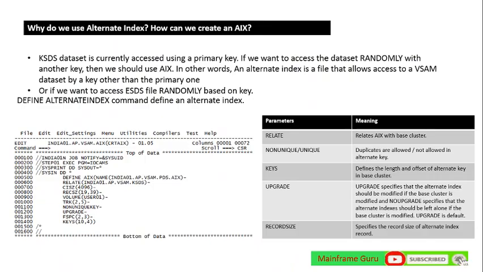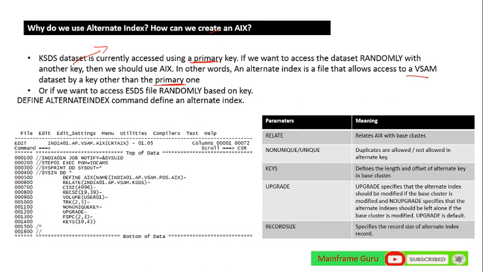And why do we use an alternate index? How can we create an AIX? A KSDS dataset is normally accessed using a primary key. If we want to access the dataset randomly with another key, which we call the alternate key, then we should use AIX. In other words, an alternate index is a file that allows access to a VSAM dataset by a key other than the primary one. Okay, then we use AIX.